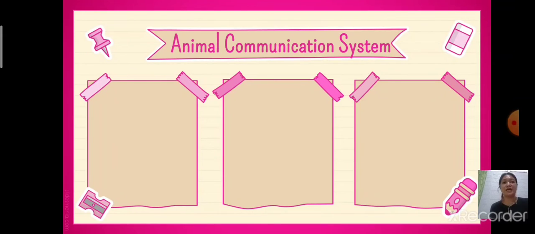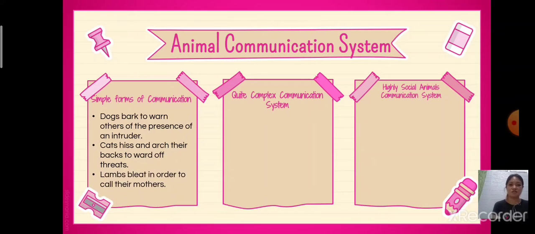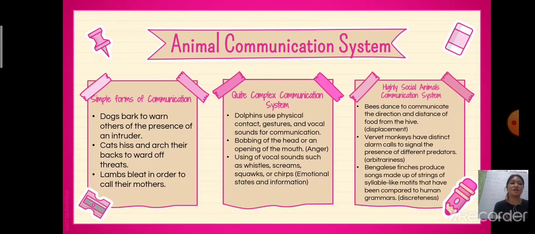Now we have here the different animal communication systems: the simple forms of communication, the quite complex communication, and the highly social animals communication system. First is the simple forms of communication. These are some of the examples. This is where the dogs bark, the cats hiss, and the lambs bleat. And in the quite complex communication system, there is interaction, or they can already show their emotions based on how they react or communicate. And when we say highly social animals communication system, Hockett's design features of language can somehow be seen in this way of communication.